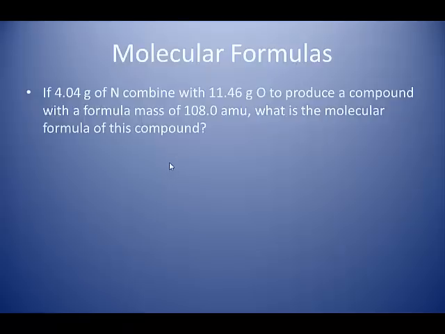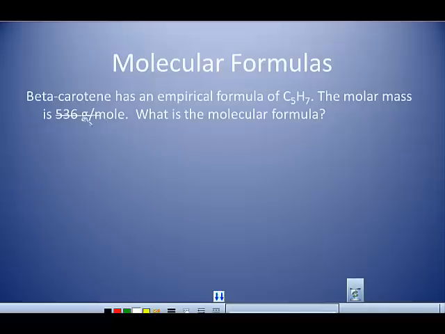This one is beta-carotene. It's a big molecule, and we've looked at 2 of them already. We are now giving you the molar mass, 536 grams. And here's the empirical formula, C5H7. This is a good one for you to try. So bring this to next class.